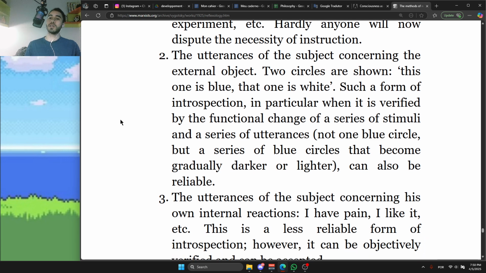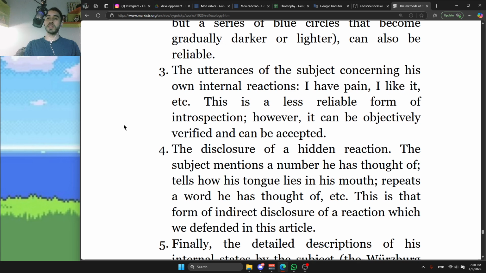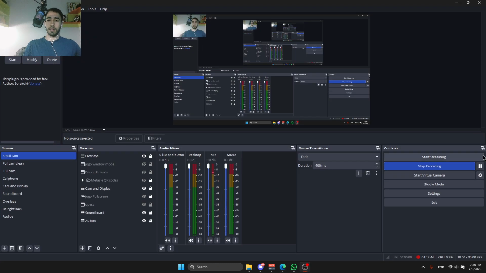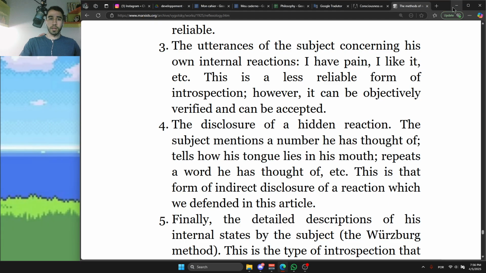Two: the utterances of the subject concerning the external object. Two circles are shown. This one is blue, that one is white. Such a form of introspection, in particular when it is verified by the functional change of a series of stimuli and a series of utterances, not one blue circle, but a series of blue circles that become gradually darker or lighter, can also be reliable. Three: the utterances of the subject concerning his own internal reactions. I have pain, I like it, etc. This is a less reliable form of introspection. However, it can be objectively verified and can be accepted.